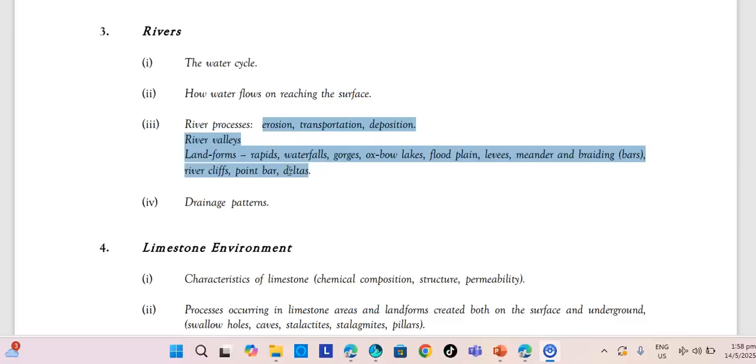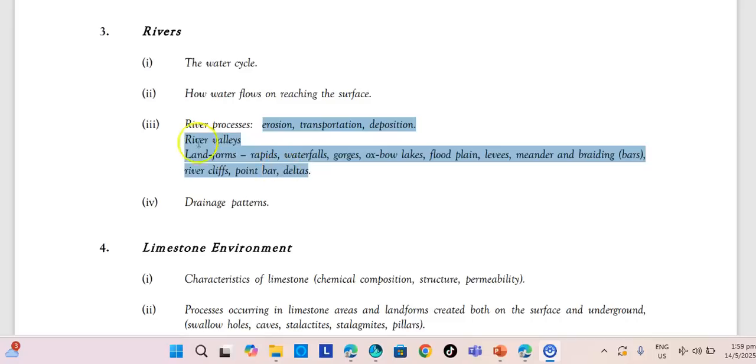Let's look at two more. Point bar, also called the slip-off slope, is the gentle slope on the inner bend of a river. The river moves slowly here and drops sands and pebbles. Delta is a landform at the mouth of a river where it meets the sea or a lake. When the river slows down, it drops lots of sediment, sand, silt, clay, forming new land in a fan or triangle shape. Deltas often have many channels called distributaries.